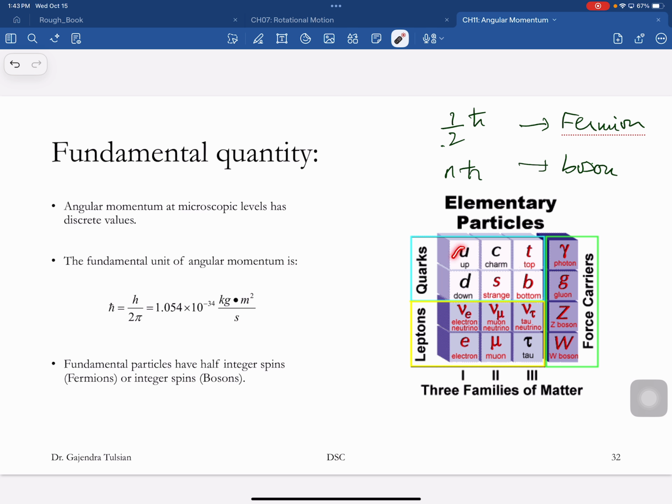Protons and neutrons are made out of quarks. The electron is a fundamental particle. If you make particles out of any of the other quarks, they will decay very fast.